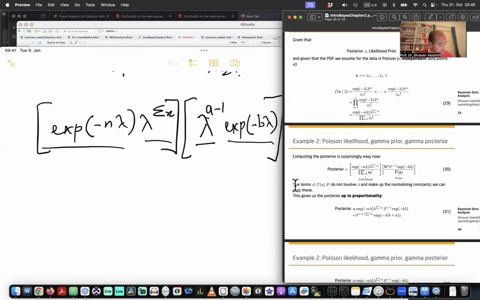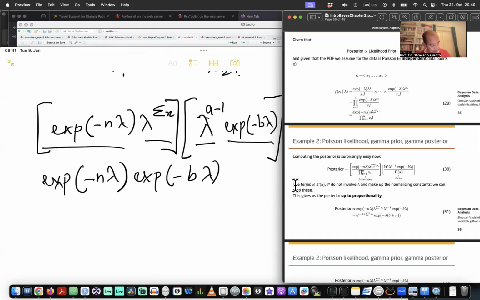What's going to happen is that I'm going to go to the exponent minus n lambda. And let me put the exponents together, right? So exponent minus b lambda. And I'll put the lambdas together now so that I can add them up. Sum of x times lambda to the a minus 1, right? This one is easy, because now I can just simplify this to sum of x plus a minus 1, right?